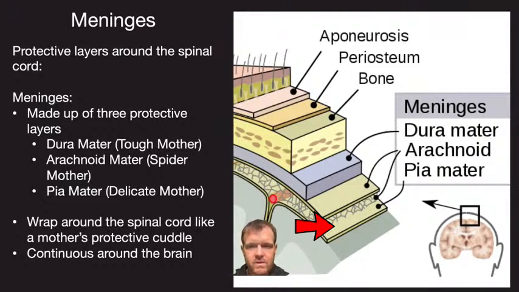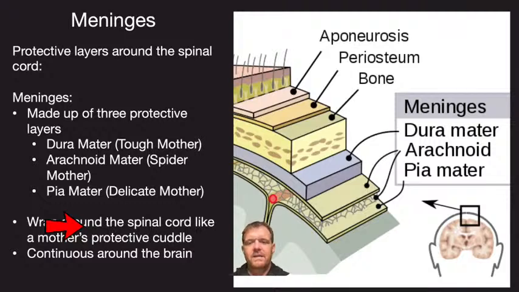And we'll have a look at that in a sec. Yeah, here we go. So dura mater is tough mother, arachnoid mater, spider mother, and then pia mater is your delicate mother. So it's just describing the structure of those specific layers. Okay, so they wrap around the spinal cord like a mother's protective cuddle. So that's why each of the layers has been given the name mother.